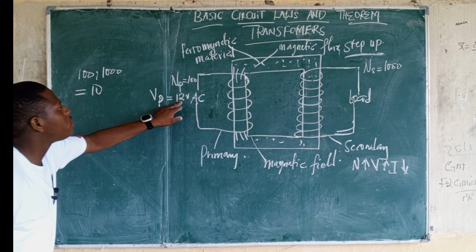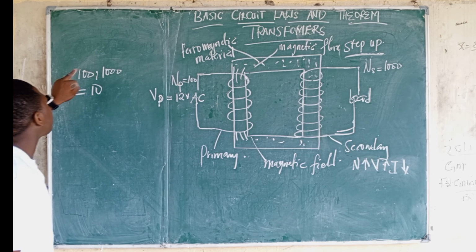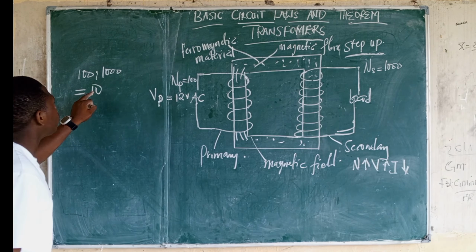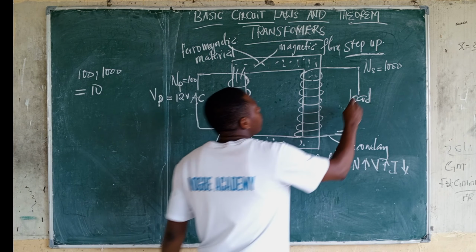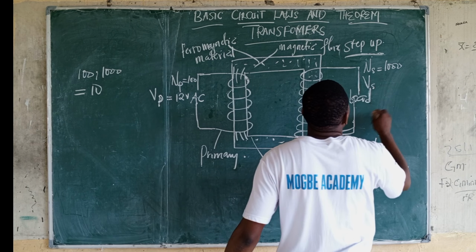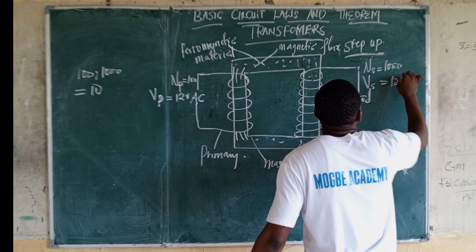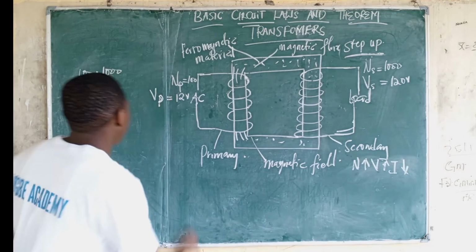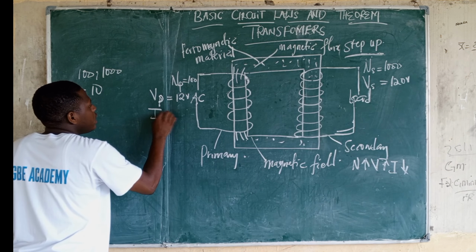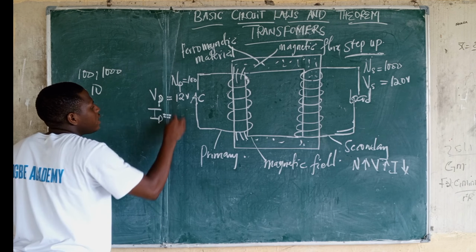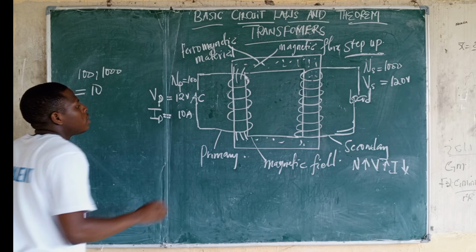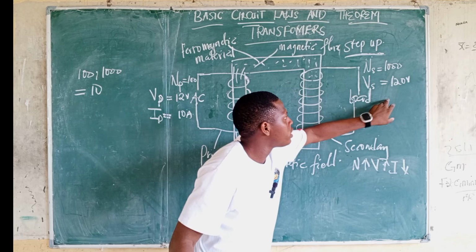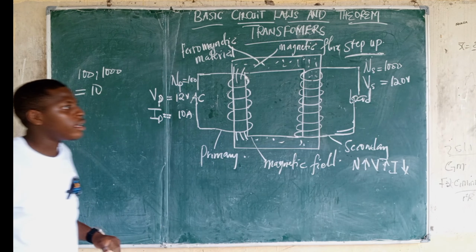Since voltage increases as we move from primary to secondary, take the voltage given here and multiply it by this ratio. So 12 times 10 gives you Vs, the voltage in the secondary, to be 120 volts. What if you are given the current here? They say the current in the primary is 10 amps. What will be the current for the secondary side of your transformer?